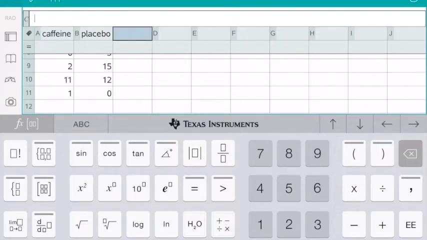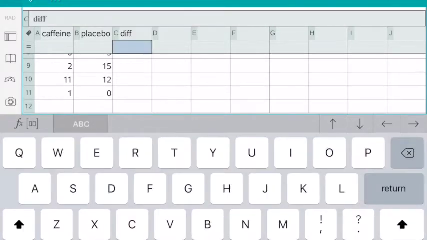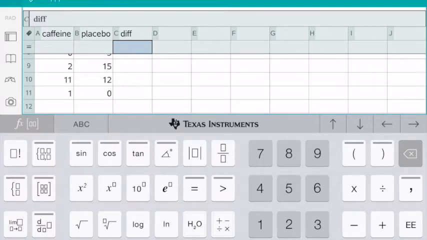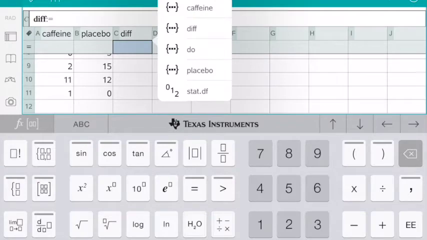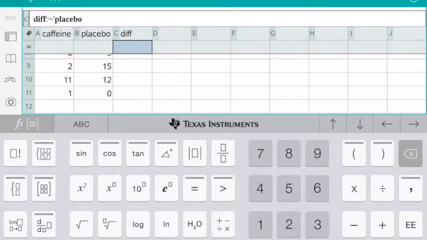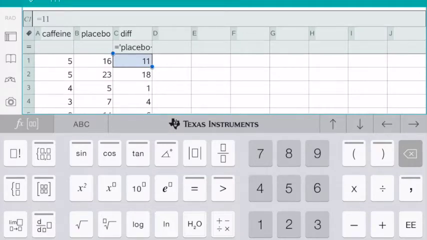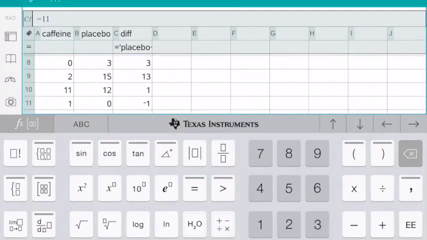And now I want to find the differences. So I'm going to set up a formula. I'm going to look for my variables. I'm going to say placebo minus caffeine. Now remember, looking at our data, it looked like the people with placebos had higher depression scores, so most of these are going to be positive. And you can see that looking at our data, they're all, except for this one, positive. So there's some strong evidence right there.